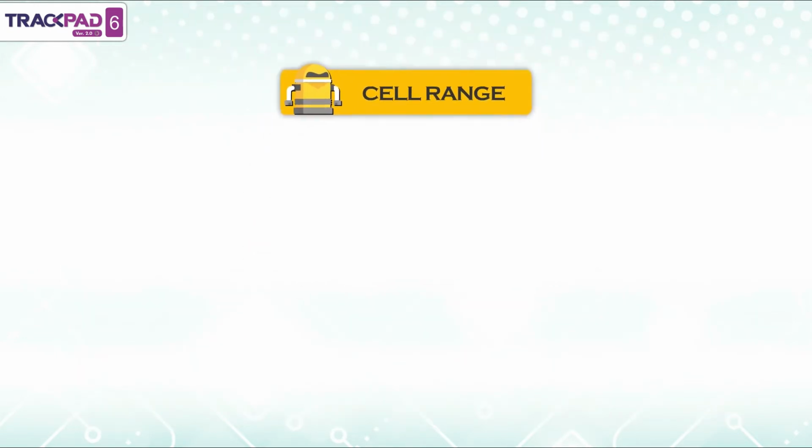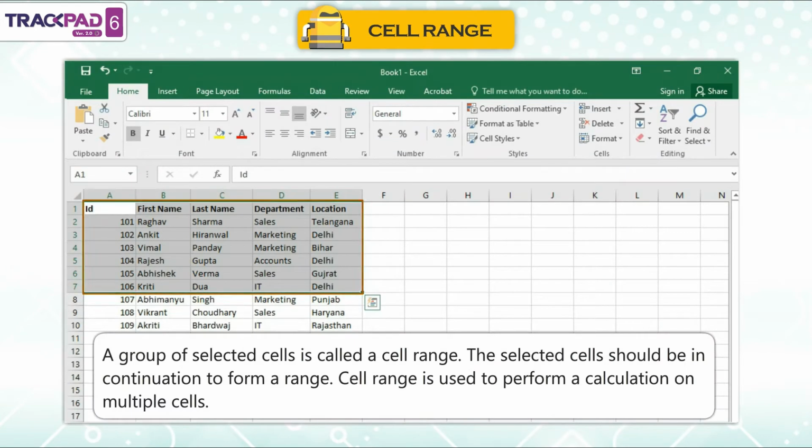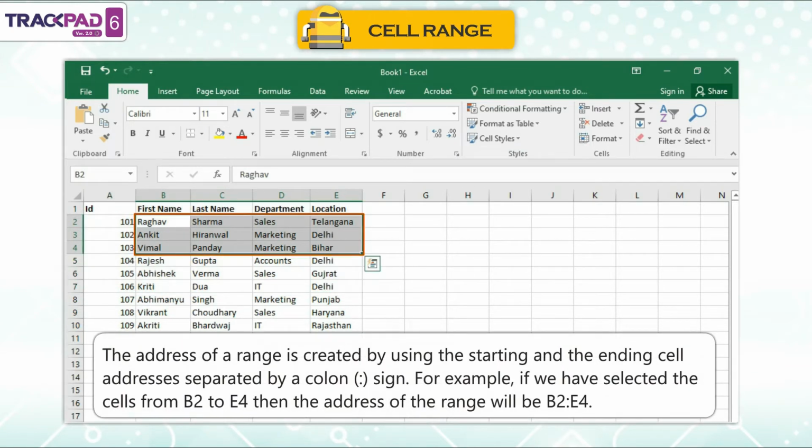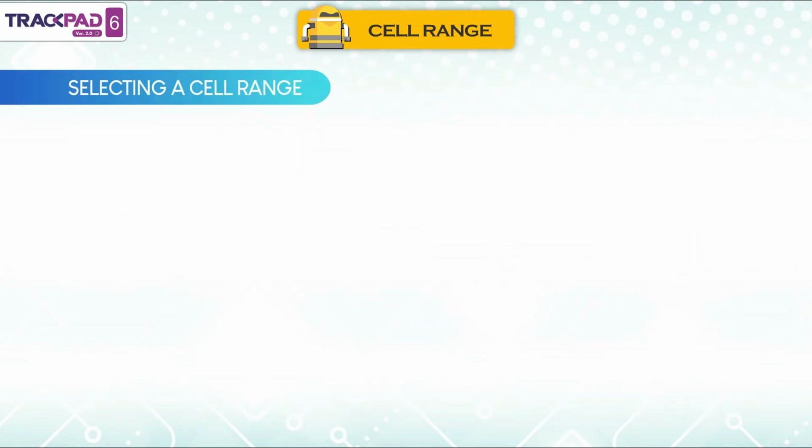Cell range. A group of selected cells is called a cell range. The selected cells should be in continuation to form a range. Cell range is used to perform a calculation on multiple cells. The address of a range is created by using the starting and the ending cell addresses separated by a colon sign. For example, if we have selected the cells from B2 to E4, then the address of the range will be B2:E4.